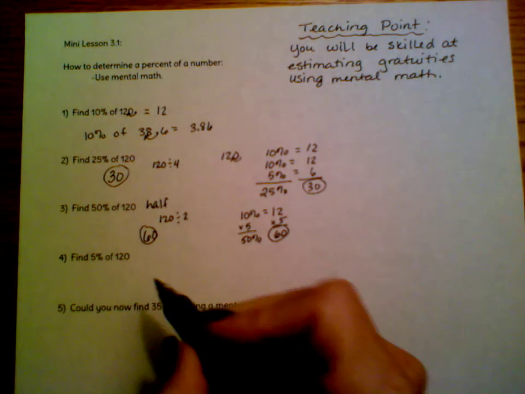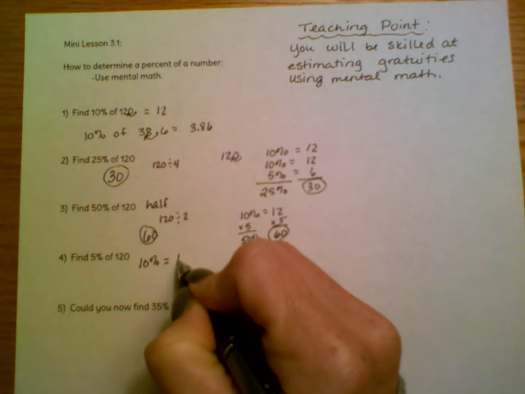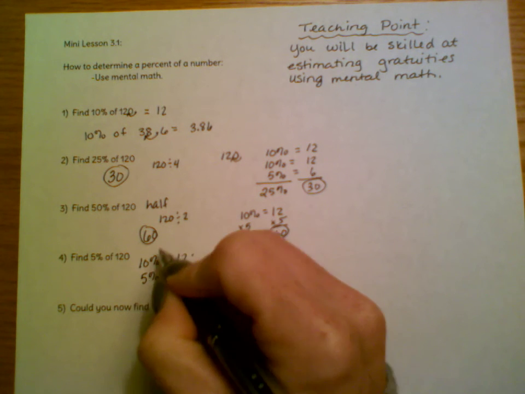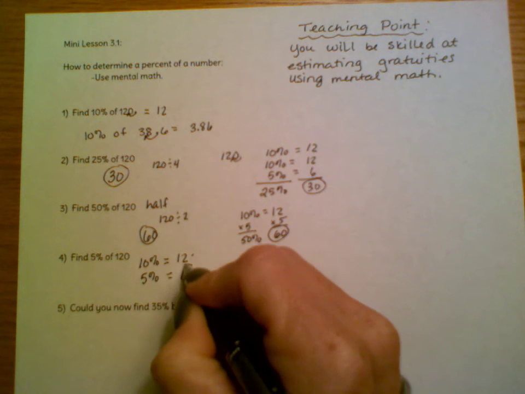5%, easiest way is, again, let's find 10%. We know 10% is 12. That means 5% is only half of this. So half of 12 is 6.